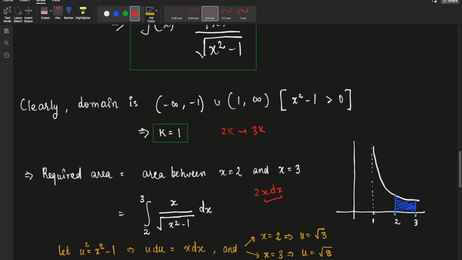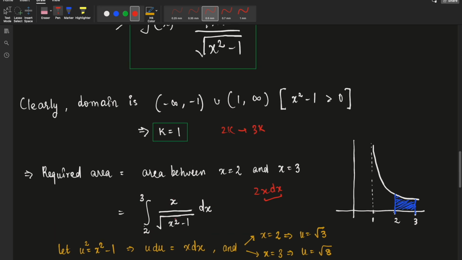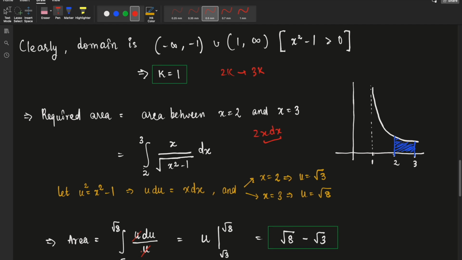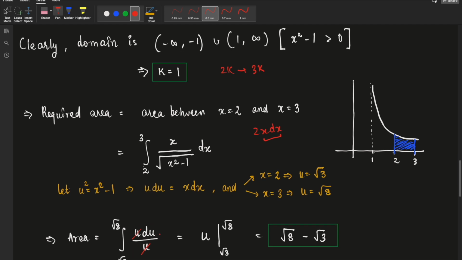And when x is equal to 2, u square will be equal to 3, so u is equal to root 3. When x is equal to 3, u square will be equal to 8, so u is equal to root 8. So now if you rewrite the integral, this will become u du and this will become u. So basically it cancels out and it's just integral of du, which is u, and limits are from root 3 to root 8. So finally the integral area will be equal to root 8 minus root 3.